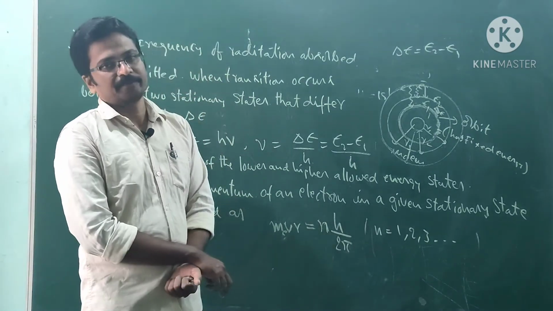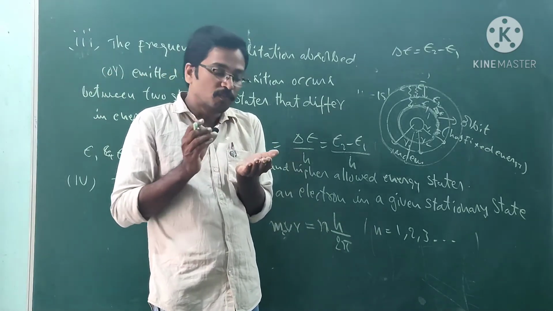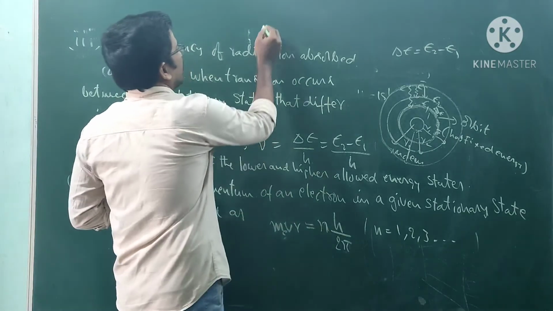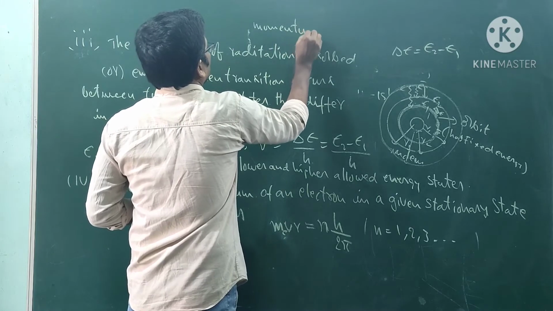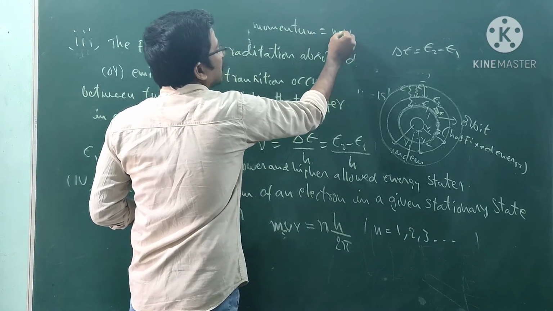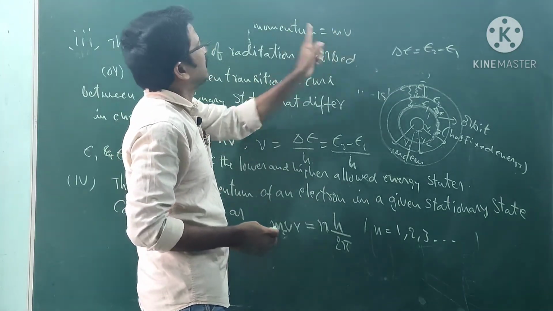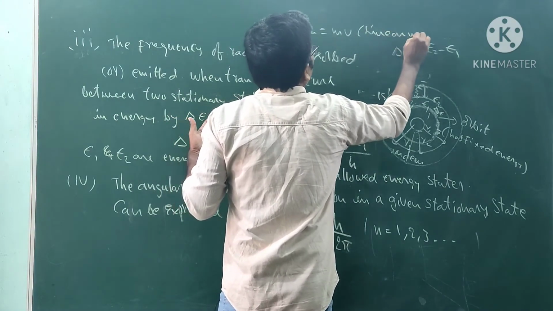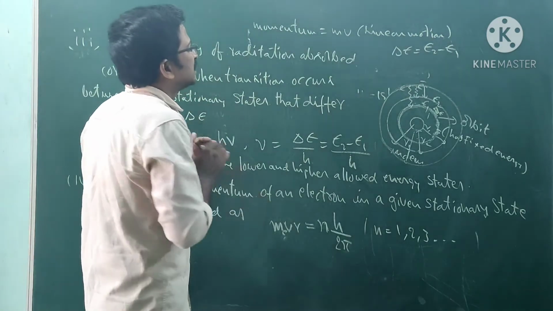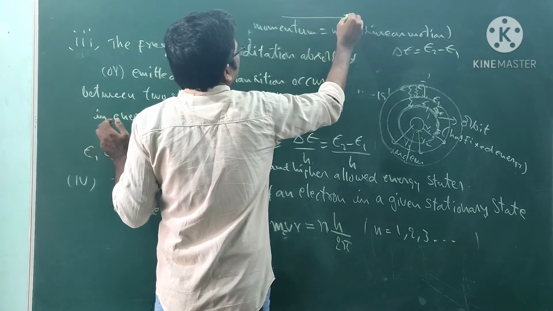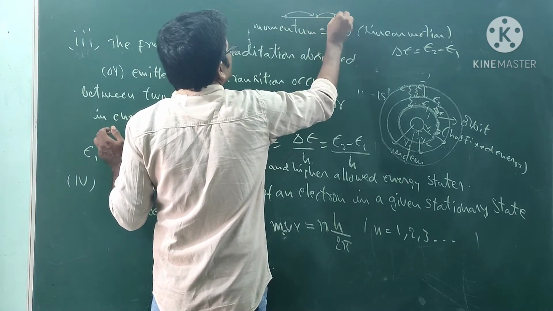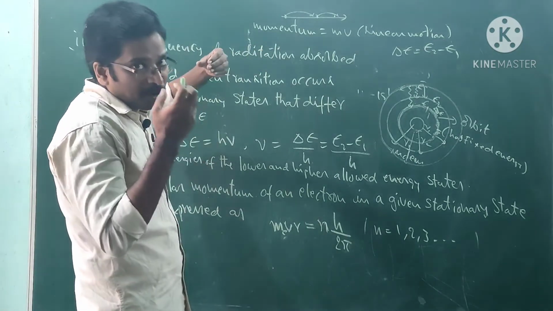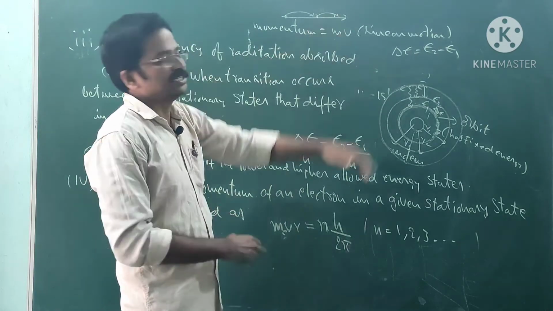What is the meaning of this angular momentum? Whenever a certain mass moves in a straight line, we say that the object has momentum. Momentum is m into v, mass into velocity. Mass into velocity is known as momentum. It is valid for any linear motion, where the object moves in a straight line, from this point to this point. A certain mass moving in a straight line has momentum, mass into velocity.